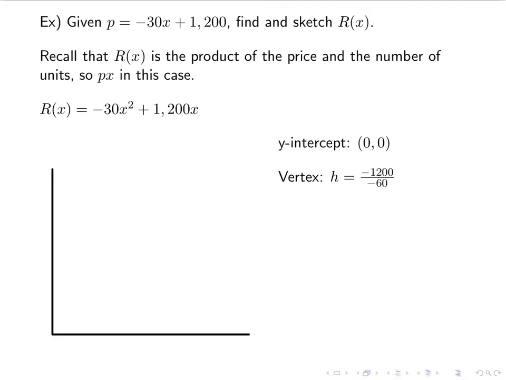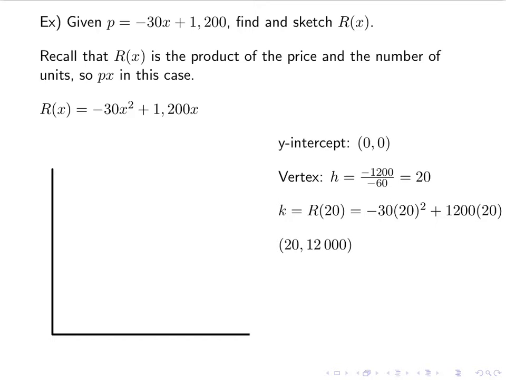The vertex, remember, is negative b over 2a. So negative b is negative 1200, 2a is negative 60, and that's going to give us 20. So the x value of our vertex is 20. The y value of the vertex, which we call k, I'm going to plug in 20. So R of 20 is negative 30 times 20 squared plus 1200 times 20. You should do it out on your calculator to double check, but I'm getting 12,000. So our vertex is 20, 12,000.